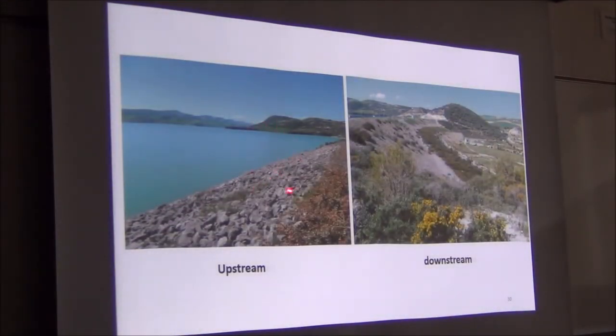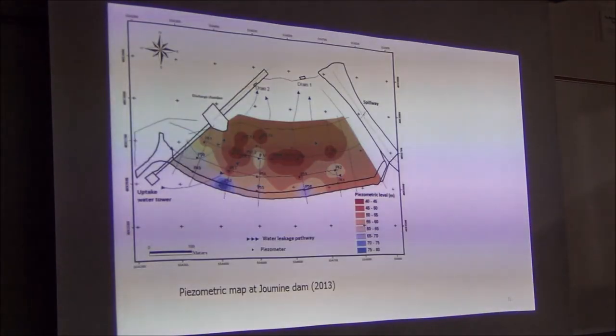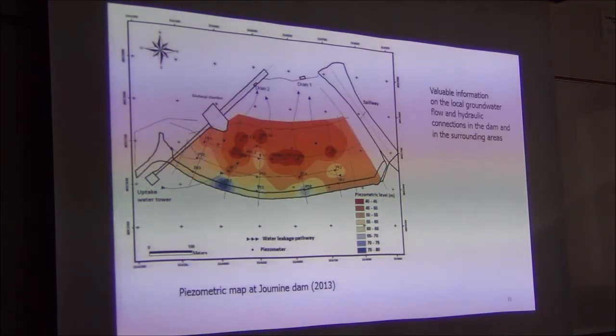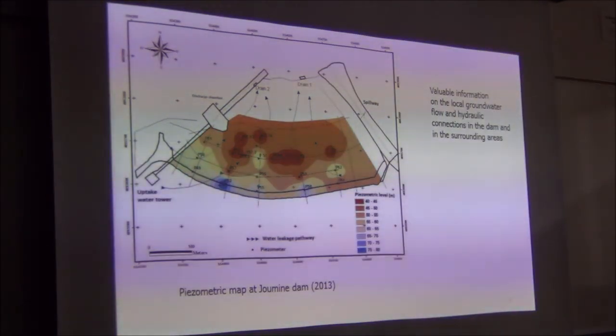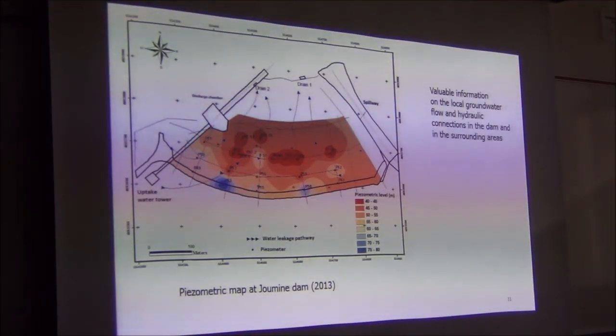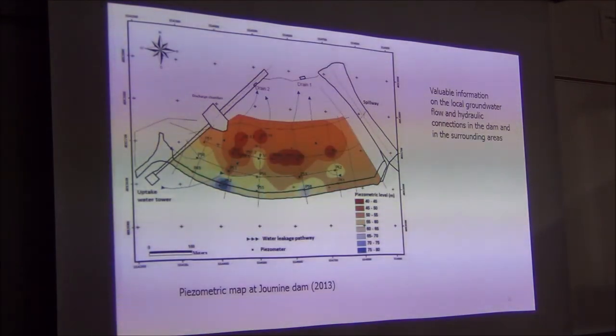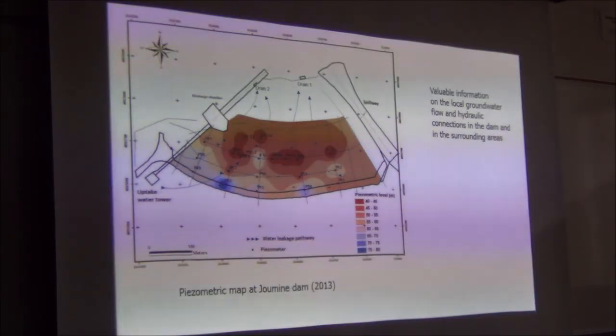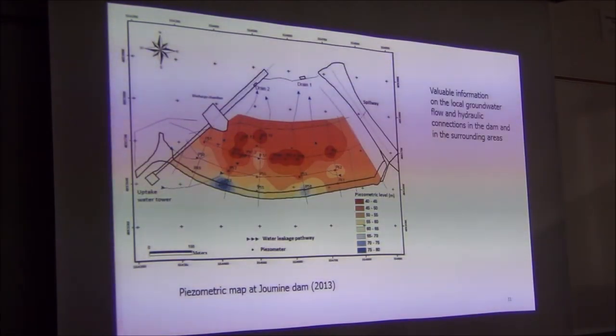Here we have a photo of the upstream and the downstream. The uptake tower is located in this place, so the sinkhole was located here. And in the downstream, we have 60 piezometers located for the control of the leakage. The piezometric map in the Jumin Dam gives valuable information on the local groundwater flow and hydraulic connection of the dam with the surrounding area.